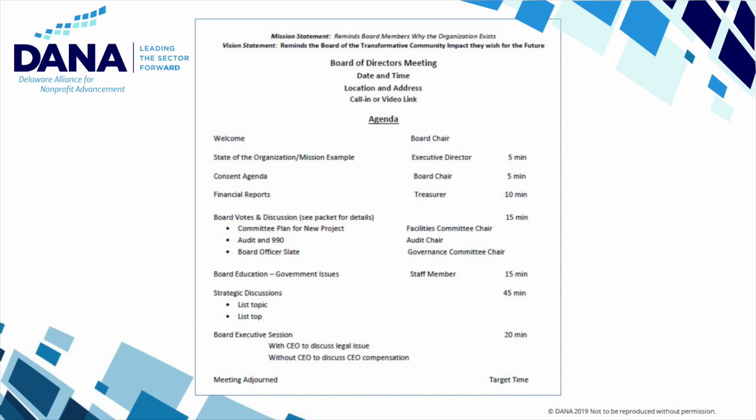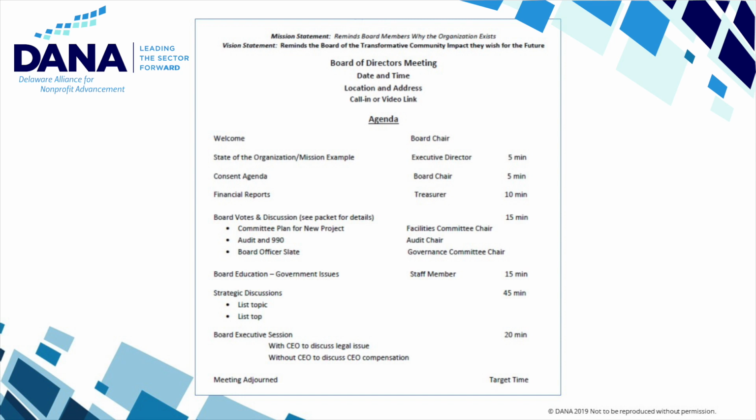Agendas are such important documents because they give the board members insight as to what they're going to be covering, and it helps them prepare for the conversation. We suggest starting your agenda with the mission and vision of the organization to remind our board members what they're there for and how the decisions will help to move the mission and vision forward. You'll notice here in this particular agenda, we have a state of the organization and mission example, an opportunity for the executive director to perhaps tell a story, something that engages board members and reminds them of why they're there for that evening or that day.